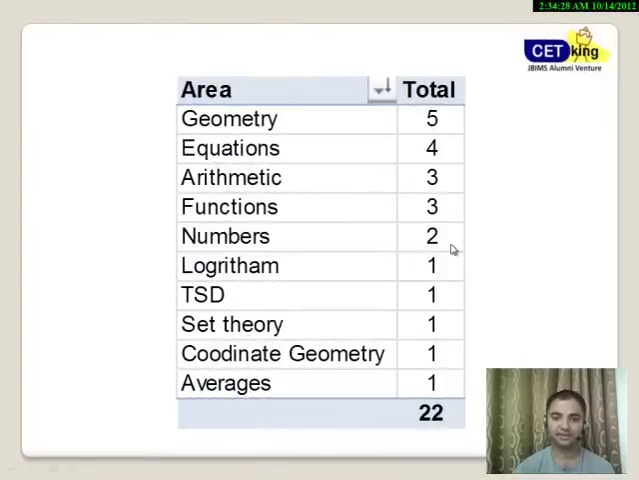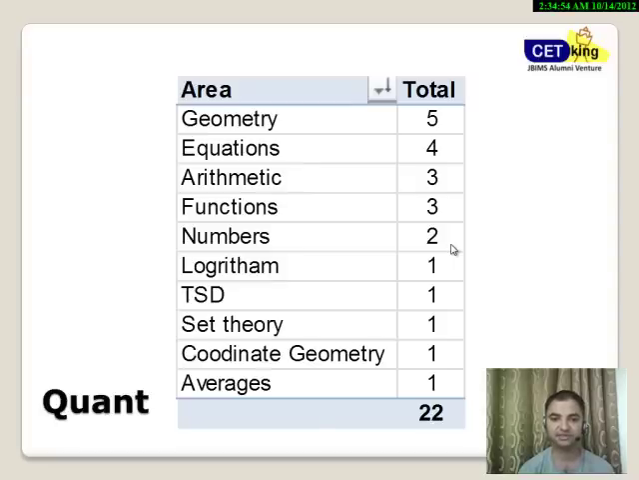Alright, let's talk about the individual sections now, breakup wise. Now, the quant section is exactly similar to last year. The level of difficulty of quant was a little bit more difficult than last year, but 5 questions on geometry, 4 on equations. Numbers have reduced, 2 questions on numbers. 3 questions of arithmetic. By arithmetic I mean percentages, profit and loss, simple interest, commodities, all together 3 questions. 3 questions on functions.